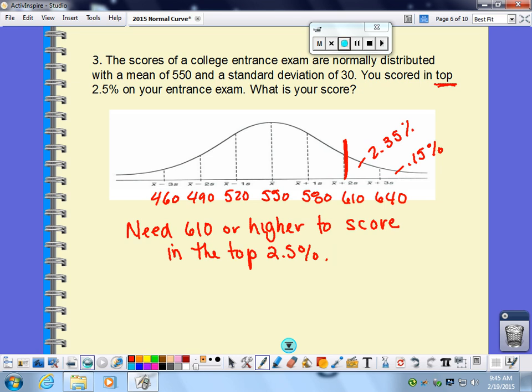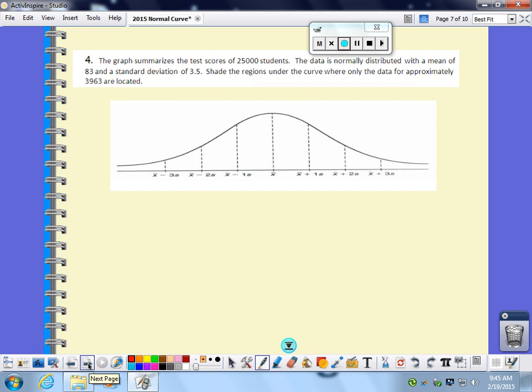All right, let's go to a different type of question. This was on an old SOL. It says the data summarizes the test scores of 25,000 students. The data is normally distributed with a mean of 83 and a standard deviation of 3.5. All right, let's take a minute and set up our scale. So 83 and our scale is 3.5. So we're going to add 3.5 each time.